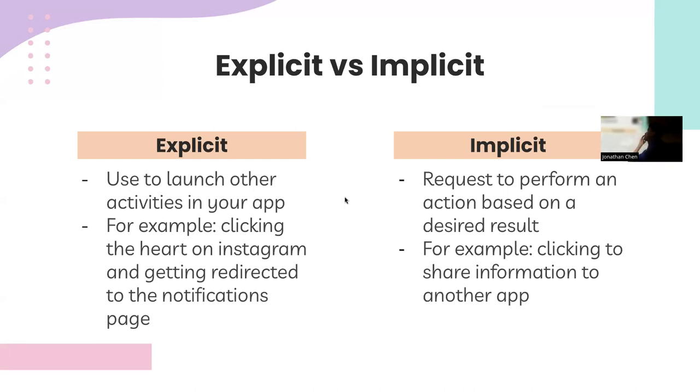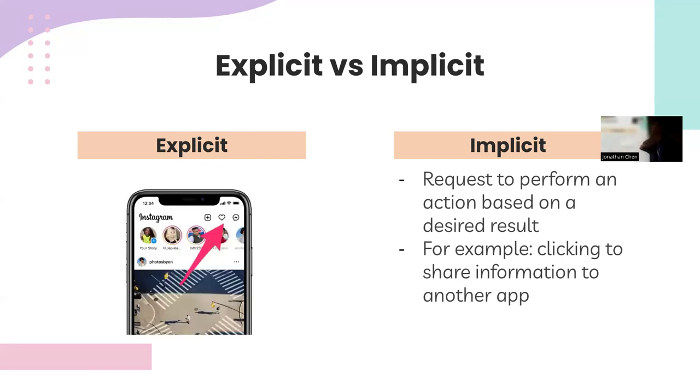Explicit is used to launch other activities in your app. Let's say you have one screen that's your home screen, and you want to navigate to the settings screen or something like that. You'd be using an explicit intent, and that's going to navigate you somewhere else or do whatever you want within your app. Implicit intents are often used for stuff outside your app where you want to request an action, and there are many ways to actually perform that action, so you're basing it on your desired result. For now that might be a little confusing, but it'll be clearer later.